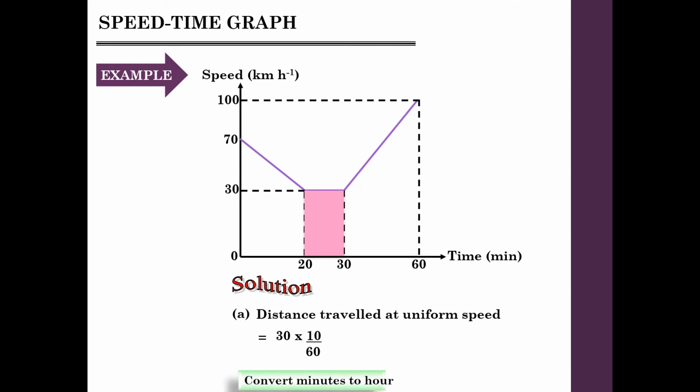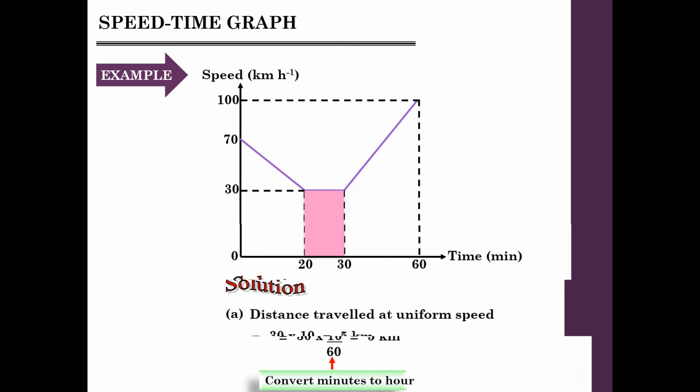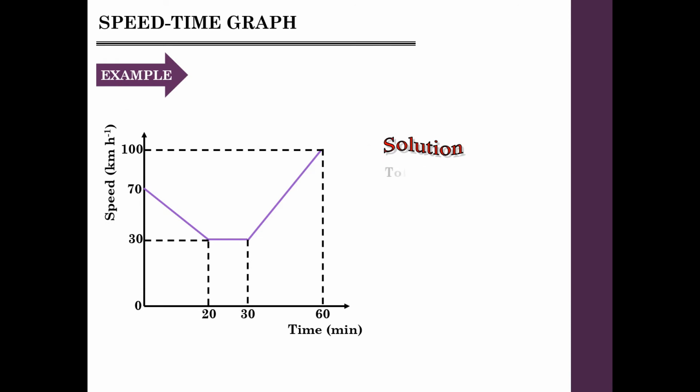Make sure in this topic to be careful with the units. Look at the units first, and if you have to change, you have to change the units, especially when it is involving time. So when we calculate this one, we get 5 kilometers. Now we go to the second question, which is to find the total distance travelled.